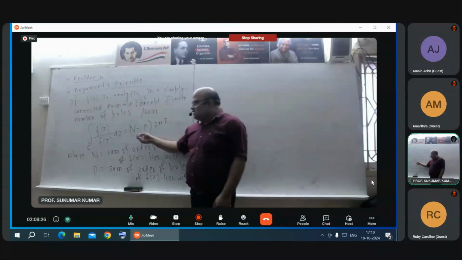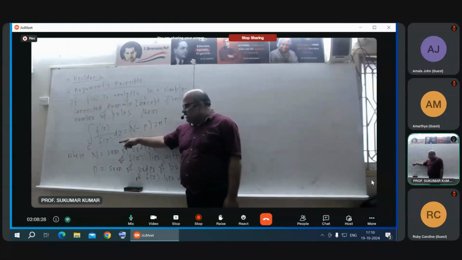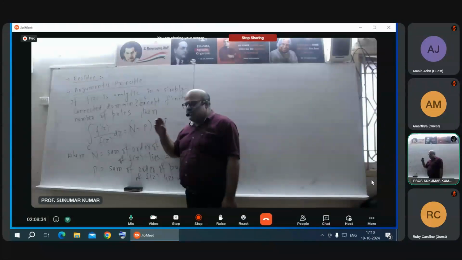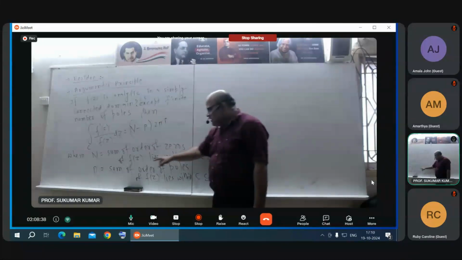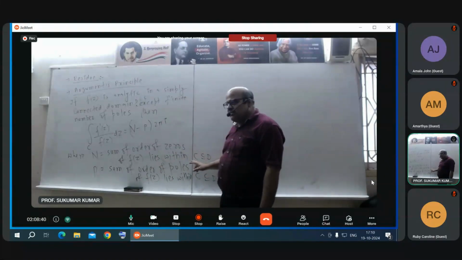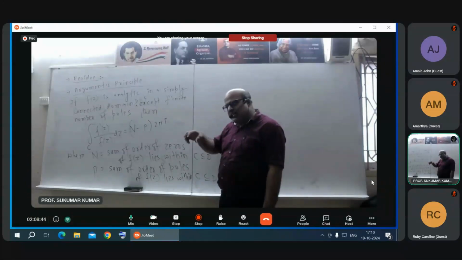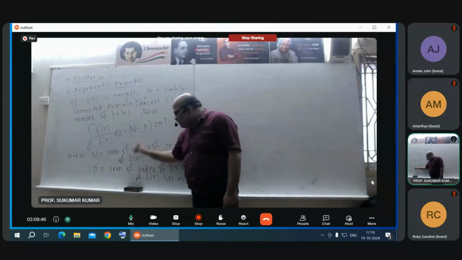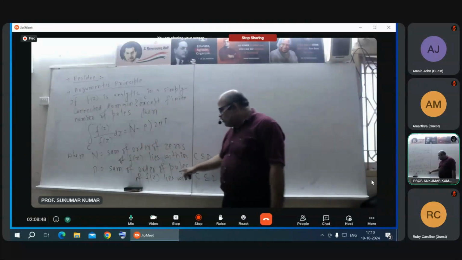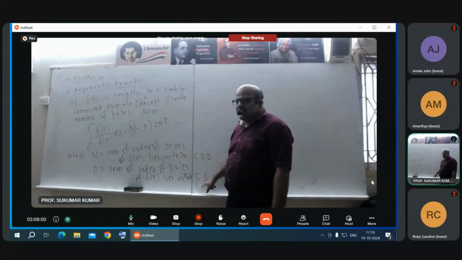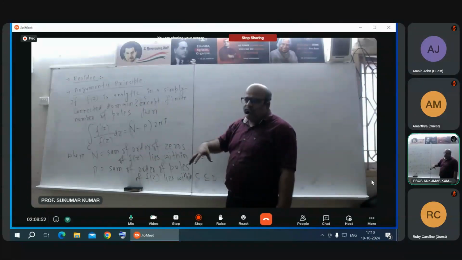Then integration of f dash z by f z dz over C, where C is any contour from D only, is 2 pi I into n minus p. N means the total, just the addition of the orders of zeros of f of z, but zeros that lie within C, not on it. Only within. Same, P means the sum of the orders of poles of f of z that lie within C. Whether poles or zeros, whatever lies inside, that only we will count.